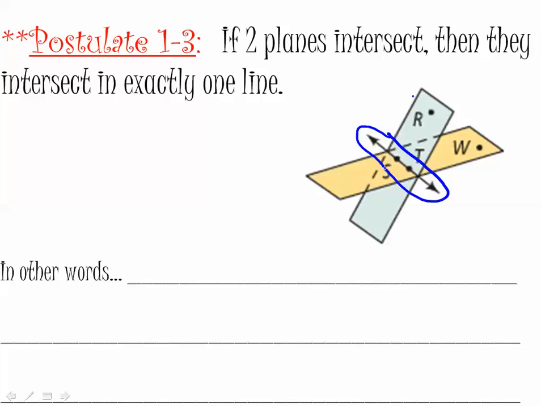Think about the wall of a room and the ceiling of a room. They intersect across the entire top of the room, and if those were to continue, that would keep going, so that would create a line.